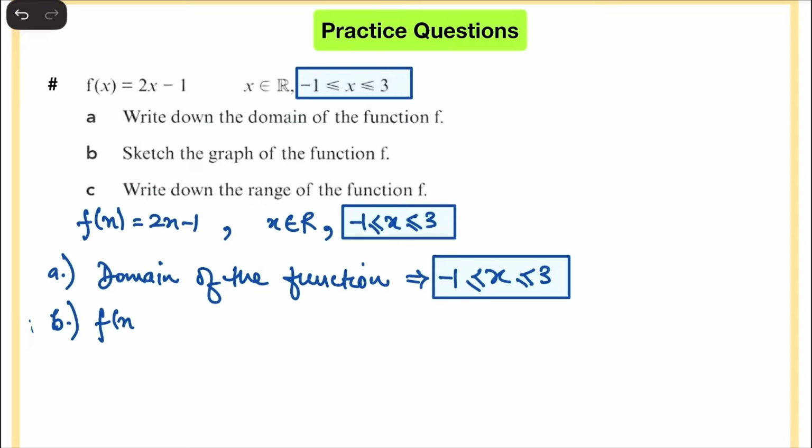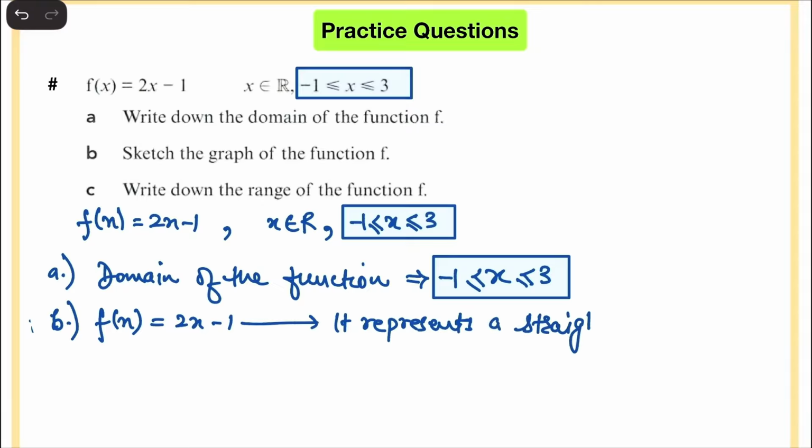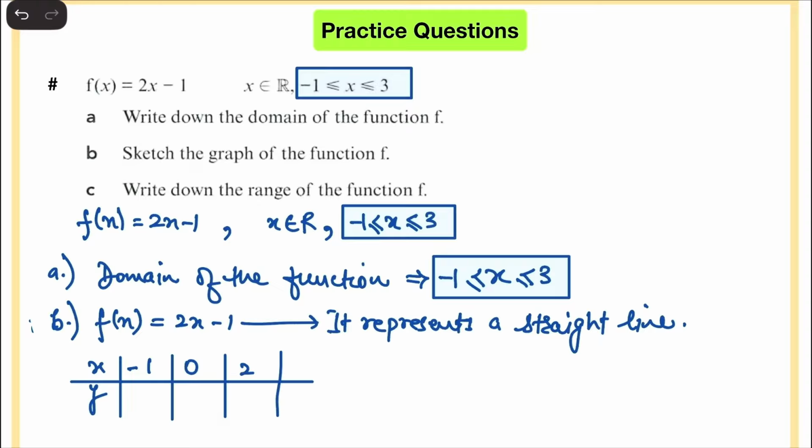So f of x is given to us as 2x minus 1. We can see that it represents a straight line. Since it is representing a straight line, I will take the set of values of x and y, and I will also take care of the domain. So I will start from minus 1. I will put the value of x as 0 as well. Then I will put 2, and of course I will need to put 3 as well, because up till 3 we need to plot the graph, right?